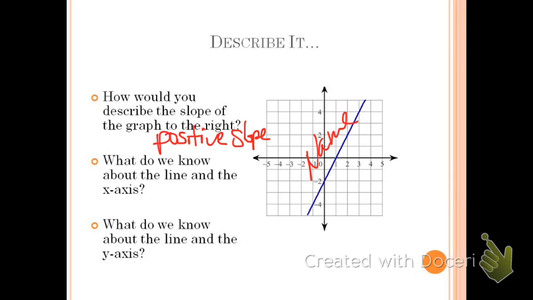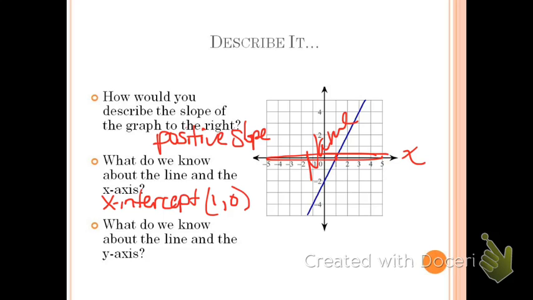So what do we know about the line and the x-axis? Well, here's our x-axis here. Look where it's crossing. Its x-intercept is at the point 1, 0.